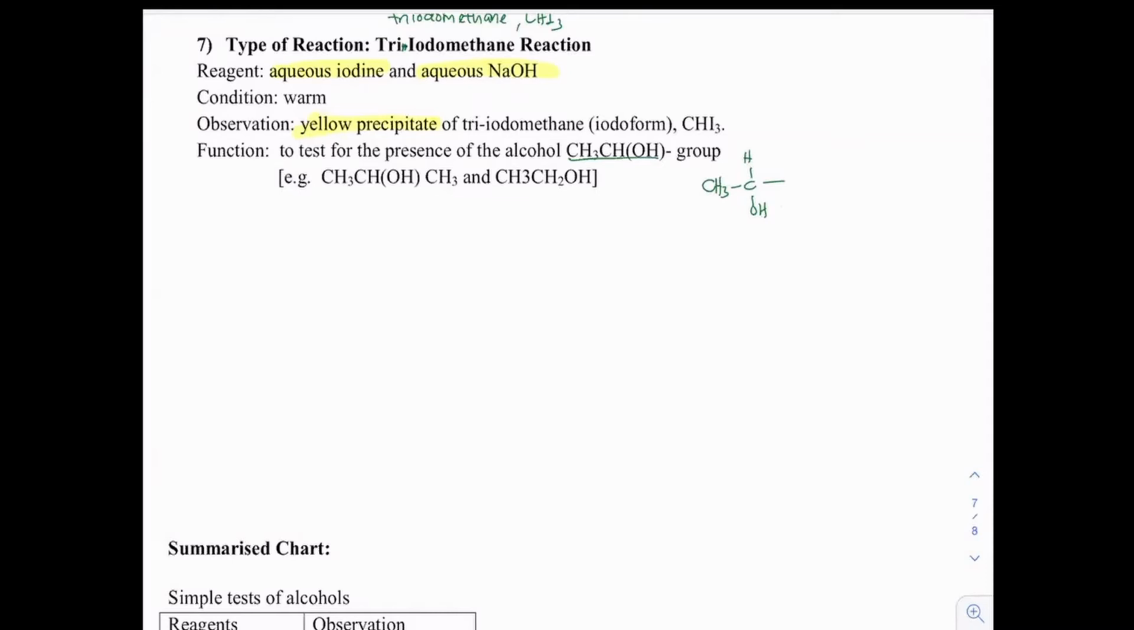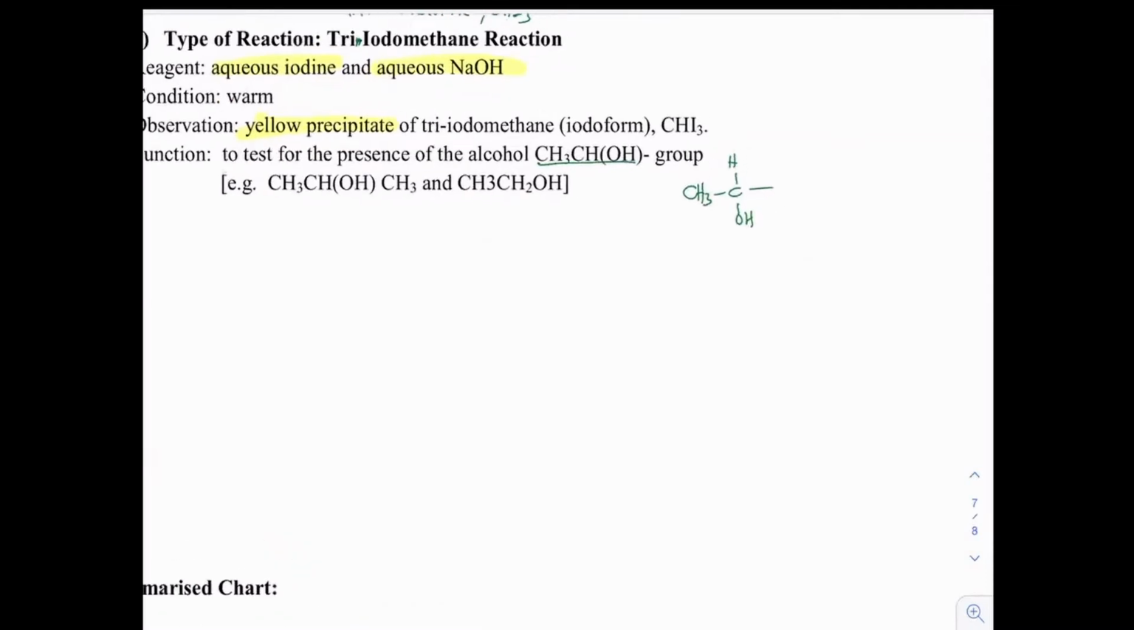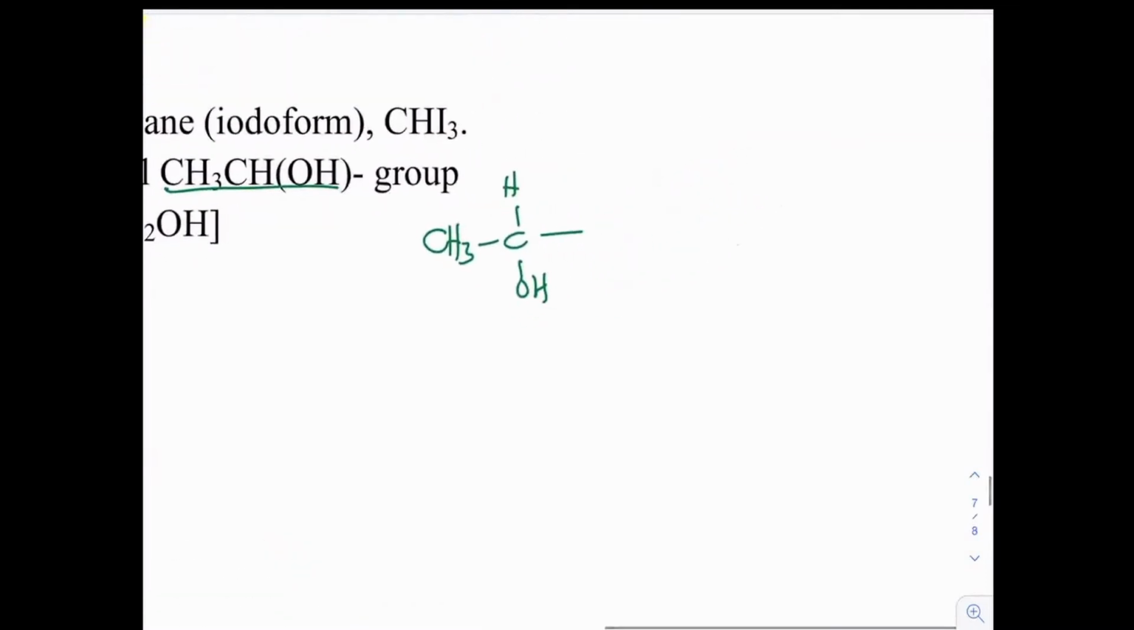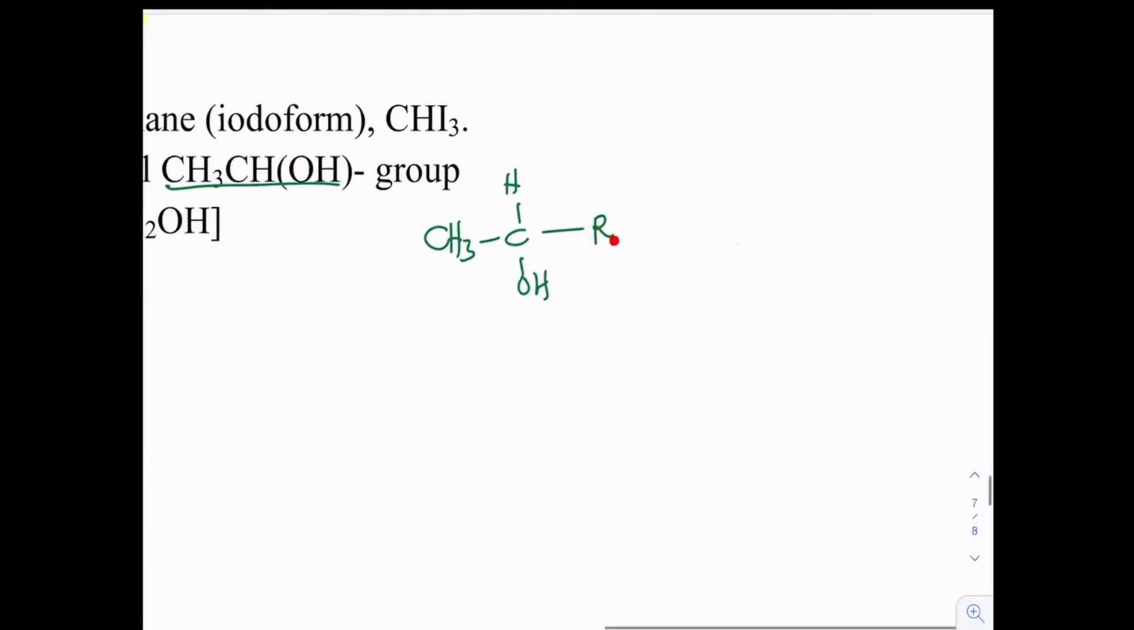How does it work? Let me explain in detail. Now, let's say you have this. It can be bonded to any R group. Upon reacting with NaOH aqueous and iodine, students always cannot understand this because the reaction is just too complicated. So I'm going to simplify it, and I'm going to use a box and circle to explain to you.